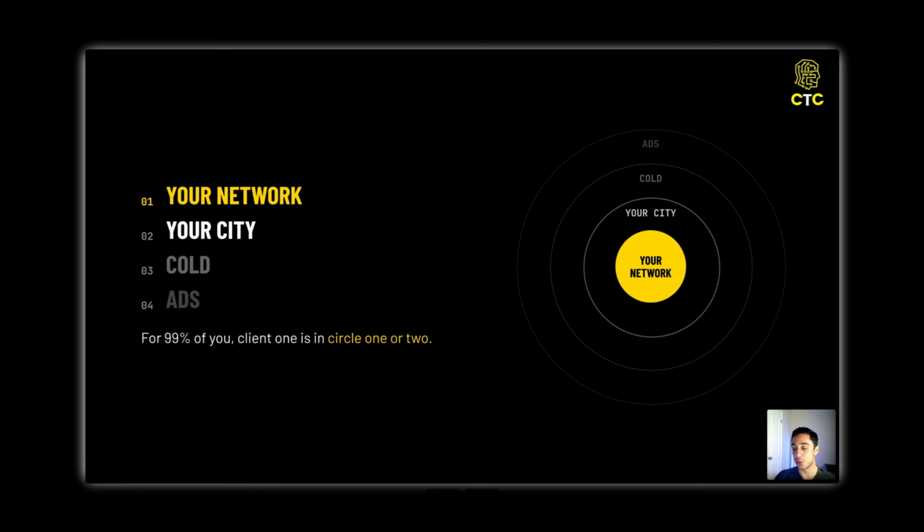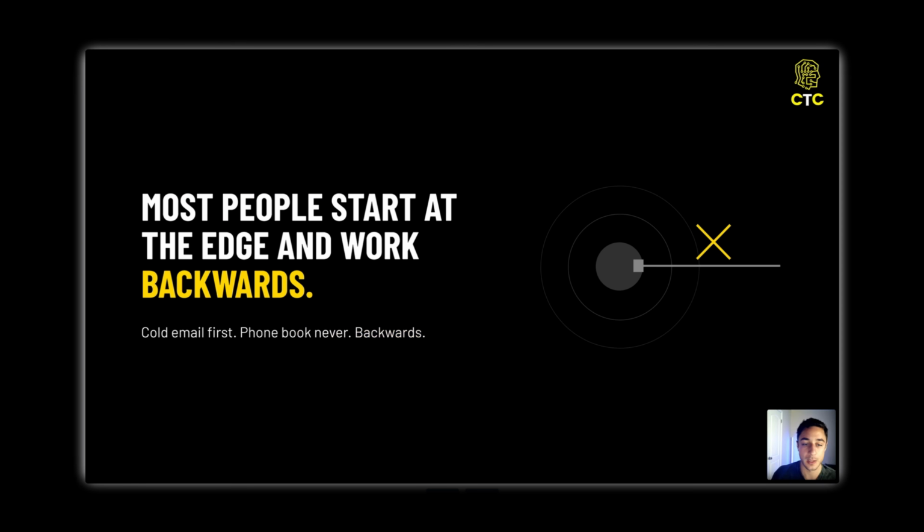I would even want to use 100%, but you know those certain hand sanitizer companies when they say kills 99.99% of germs? This is just one of those things. I would be very confident to say 100% of your clients are going to come from either your network, at least your first client, your network or your city. So let's talk about why this is the case. Most people, funnily enough, start at the edge and work backwards. So whenever you're a developer, what you're going to do is you're going to go on Reddit, right? You're going to put it on Indie Hunter, X, all these things.